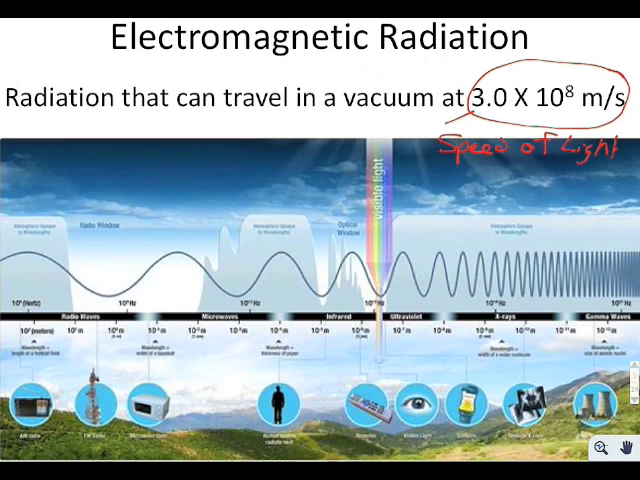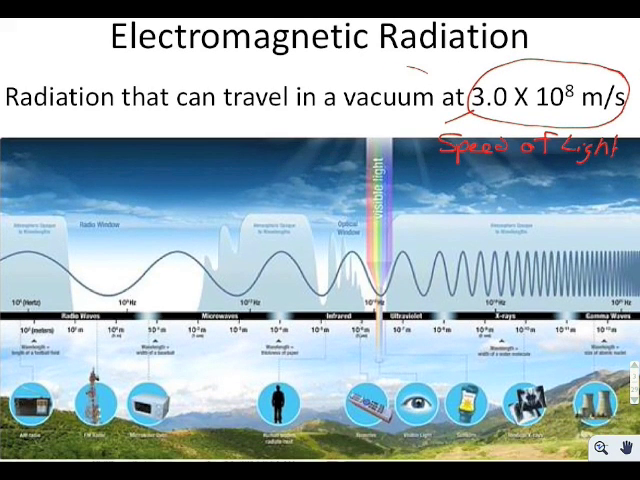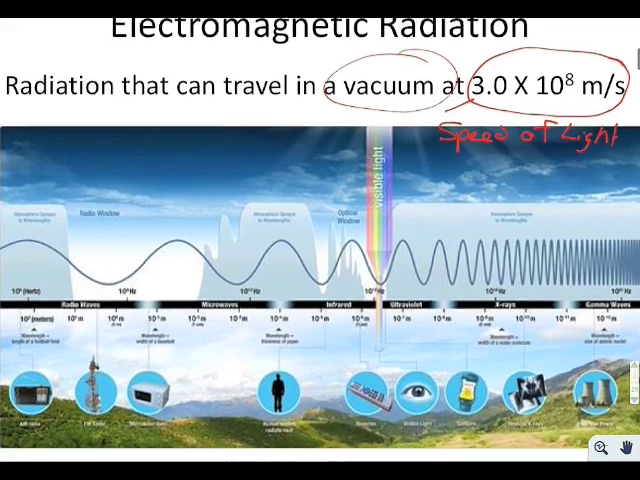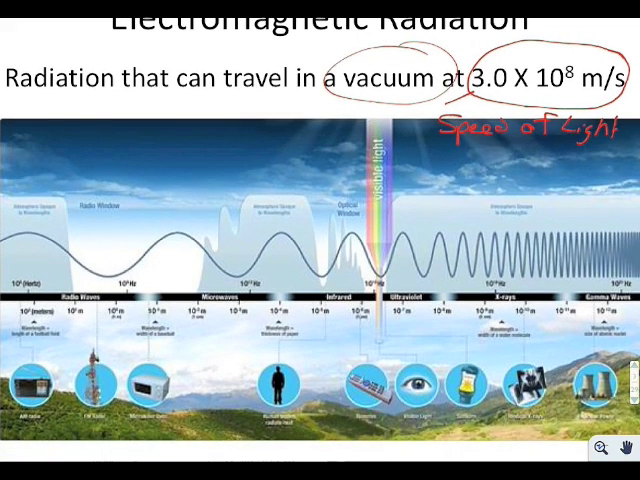So that's one of the ways you can tell if something's an electromagnetic wave. It can travel at 3 times 10 to the 8th meters per second in a vacuum. Now, it turns out that it will slow down a little bit when it travels through something like air, water, glass, but this is a hallmark of any electromagnetic radiation, that it travels at this speed.